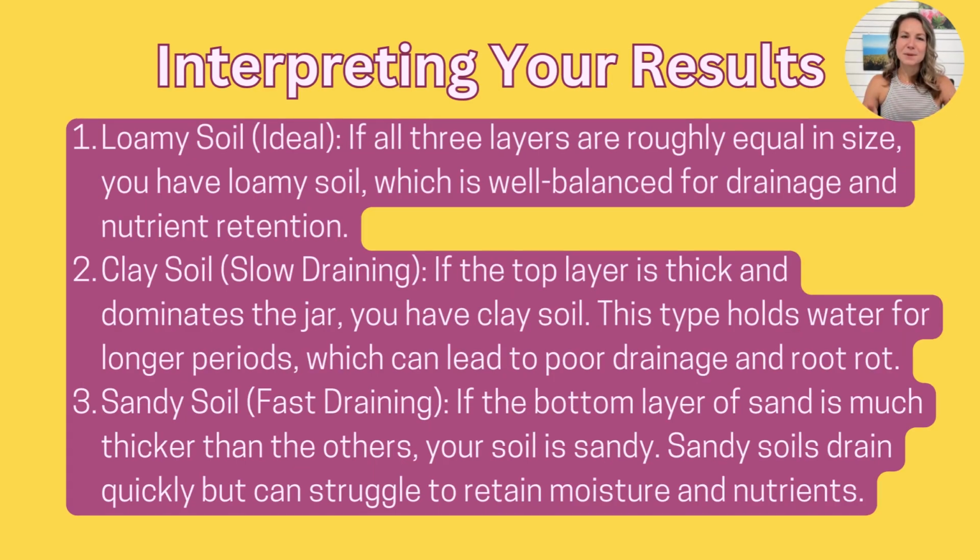Our last step is to interpret your results. Measure the thickness of each layer to determine the proportion of sand, silt, and clay in your soil. Loamy soil tends to be our ideal soil type. If all three layers are roughly equal in size, then you have loamy soil, which is well balanced for drainage and nutrient retention.